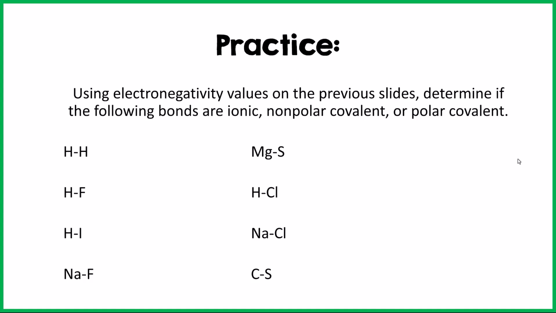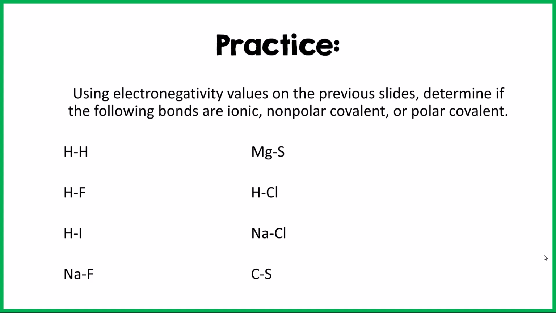So practice using the electronegativity values on the previous slides. Determine if the following bonds are ionic, nonpolar covalent, or polar covalent. So write down these pairings, and then I will go back to the previous slide that had the electronegativity values, and then you can subtract those values and determine what kind of bond they are. So pause the video, write these 8 pairs of atoms down, and then I'll go back.